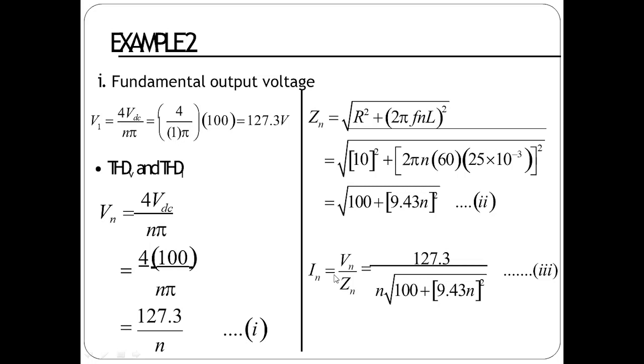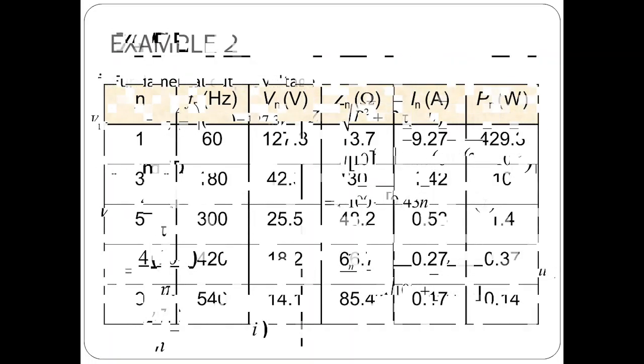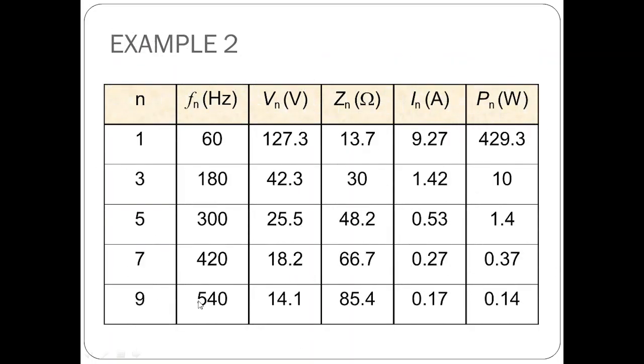Now 127.3 by n: if n is equal to 3, we solve 127.3 by 3, which is about 42.4. 127.3 by 5 is 25.5, and 127.3 divided by 7 is 18.2. And 127.3 divided by 9 is 14.1.